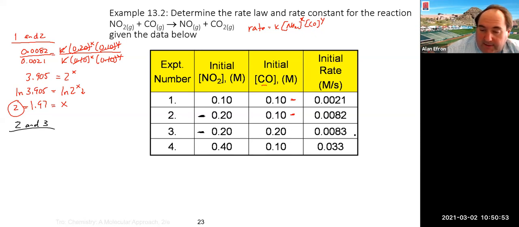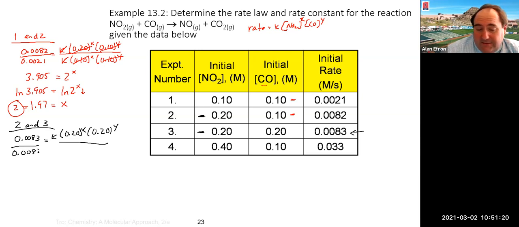And again, here, I'm going to go with this guy's just slightly larger, I guess. We'll go with number 3 up on top. So that's 0.0083 is equal to K and 0.2 to the X and 0.2 to the Y. While on the bottom, we'll go entry number 2, 0.0082 K, 0.2 to the X, and 0.1 there to the Y.